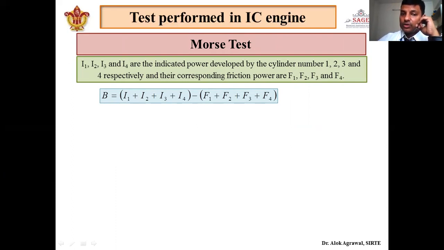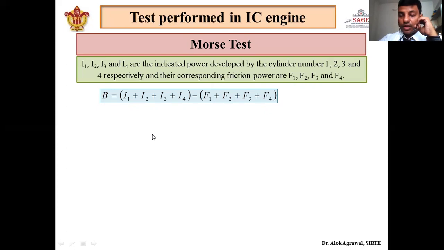and friction power. So if you are talking about the brake power of the complete engine when all 4 cylinders are working, I1, I2, I3 and I4 are the indicated powers of the cylinders, and F1, F2, F3 and F4 are the frictional powers. The summation of these is the total indicated power of the engine, this is the total frictional power of the engine, and this is the output of the engine in terms of brake power. This reading has been taken from the dynamometer. Capital B is taken from the dynamometer.